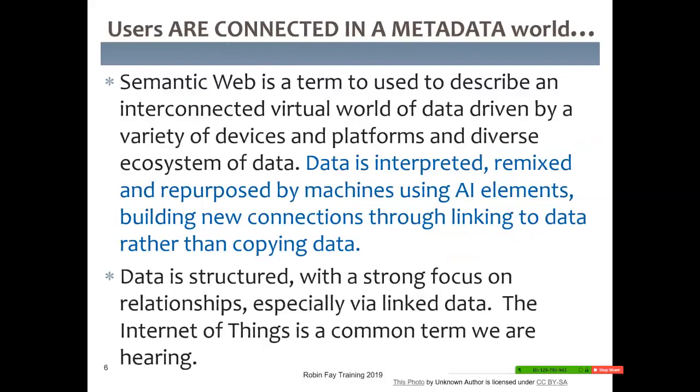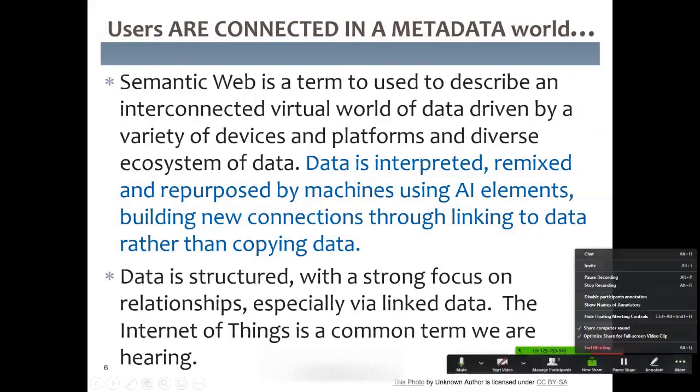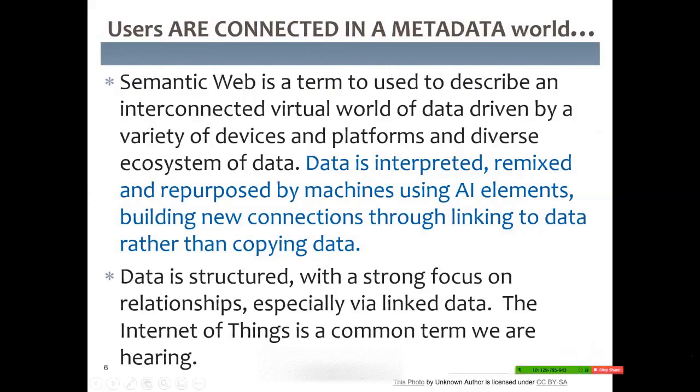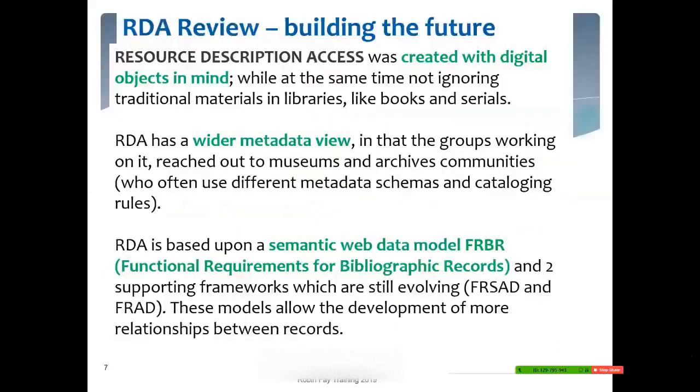So, of course, we and all our users are very connected. We are increasingly seeing data mashups, data being interpreted, data being remixed, all of that. That's increasingly part of what we're doing. And of course, that also means that our data is structured in a different way, and we're really starting to focus more on relationships. We've been doing this for a while, but we're starting to really increase this. And of course, the Internet of Things is a common term for this kind of thing.